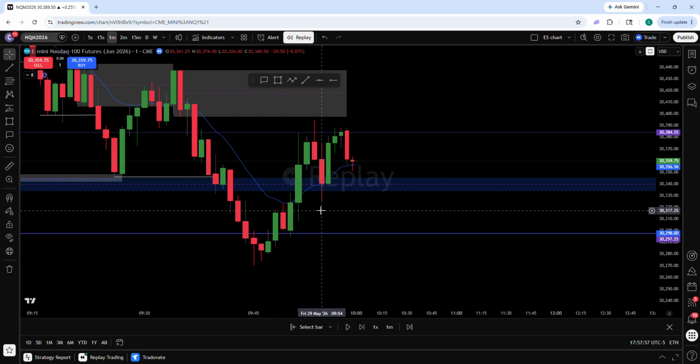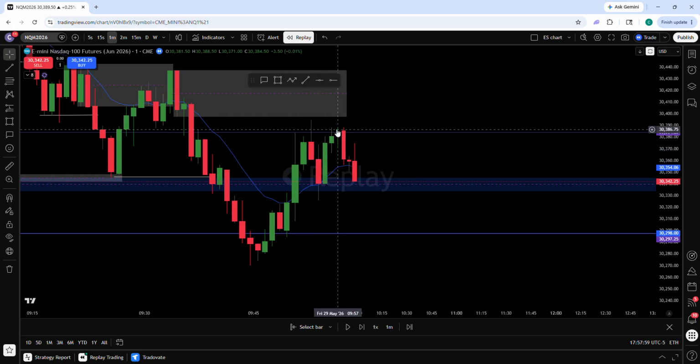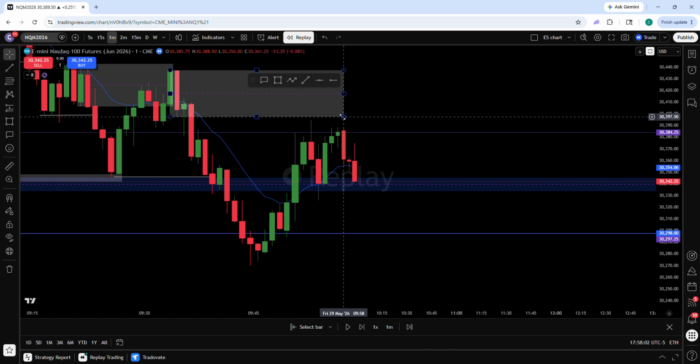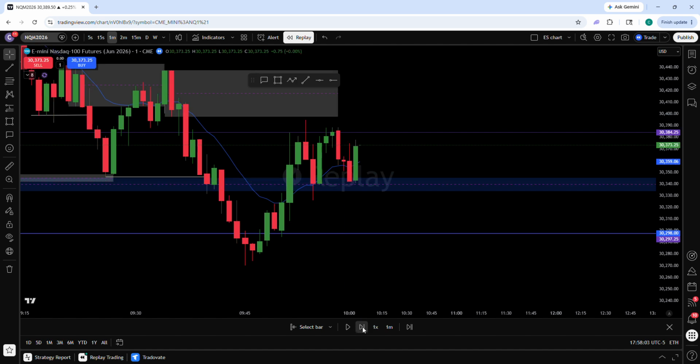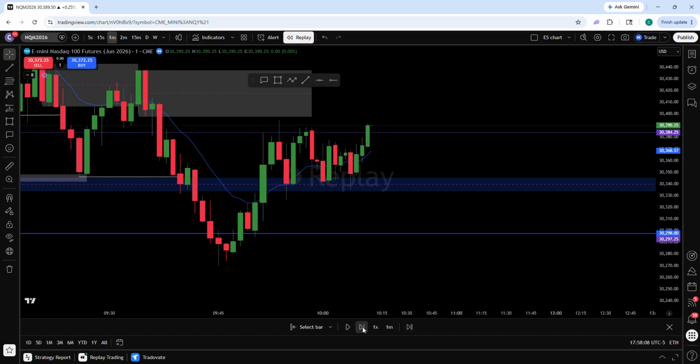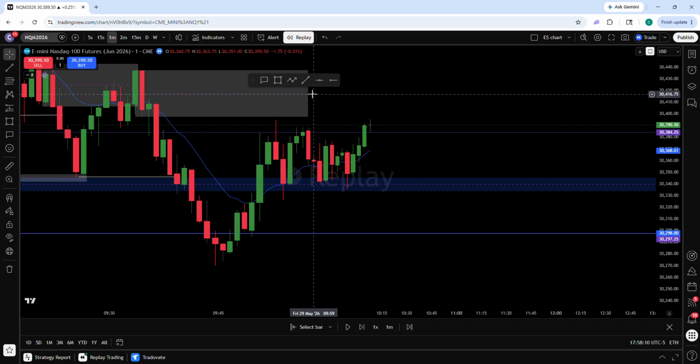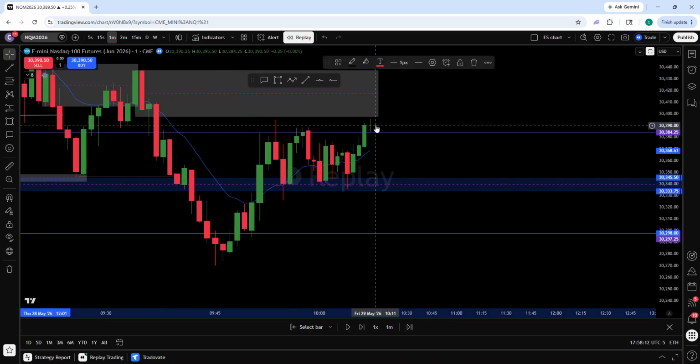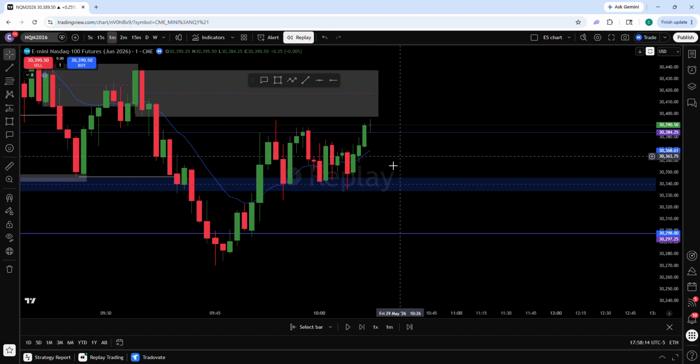So it comes down, you get a beautiful reaction, beautiful rejection out of it. We come back up for a second time. Still we don't get there to tag it. And we roll over maybe again. Zone is still valid. Still haven't tapped it.